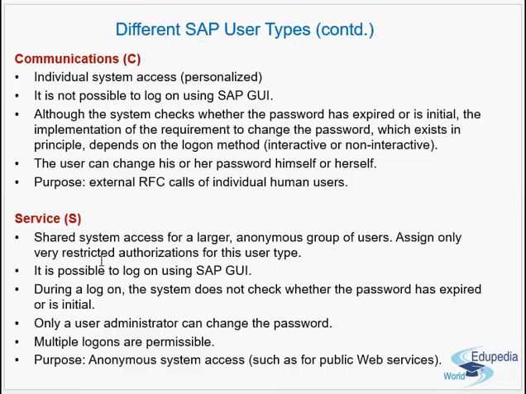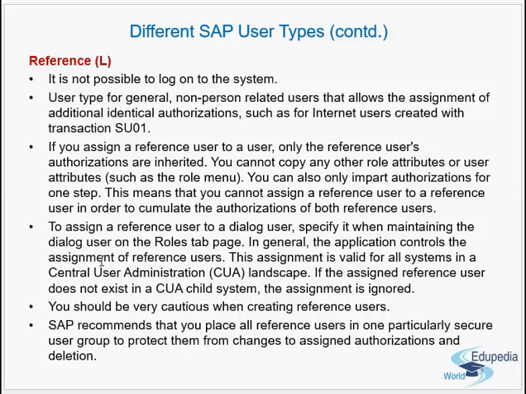Now the last one is the reference user. It is not possible to log on to the system with it. This user type is used for general non-person related users that allow the assignment of additional identical authorizations, such as for internet users created with transaction SU01.